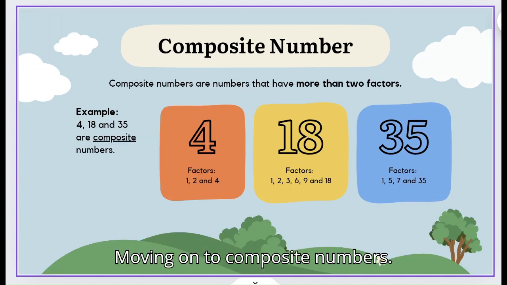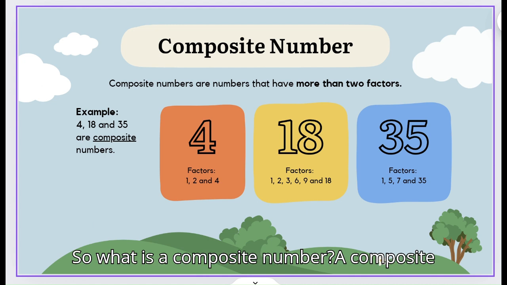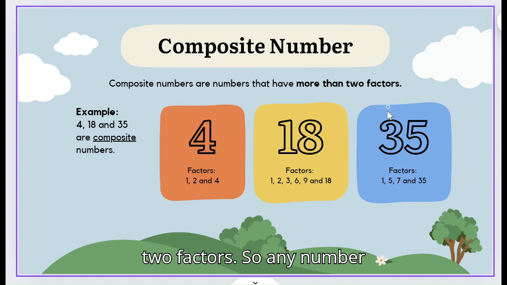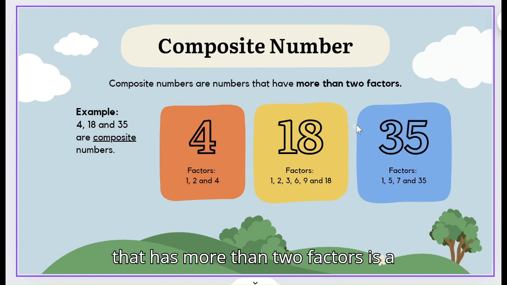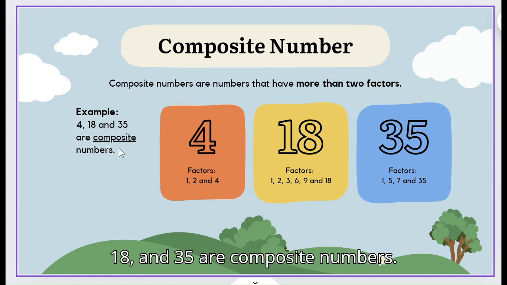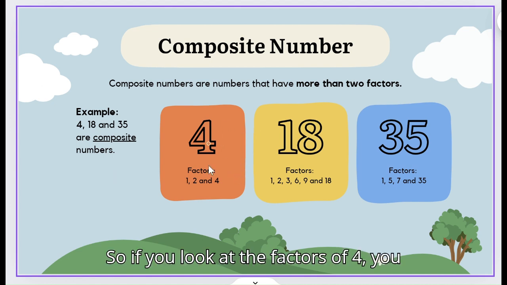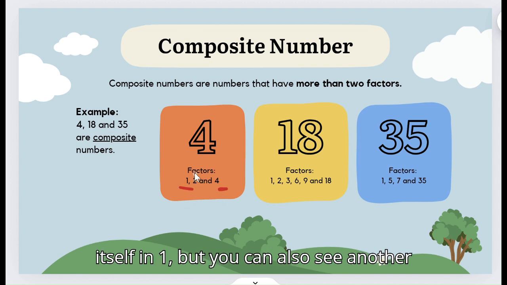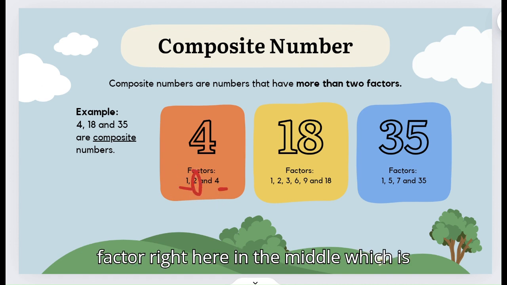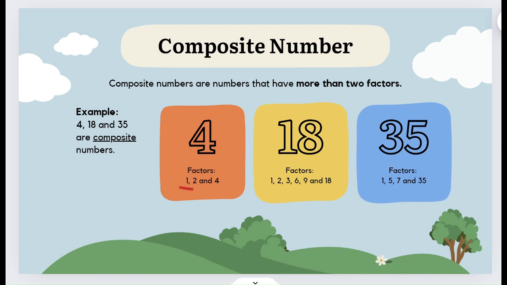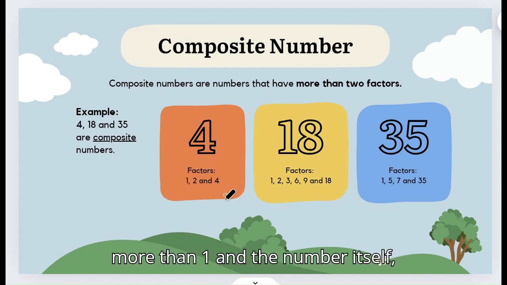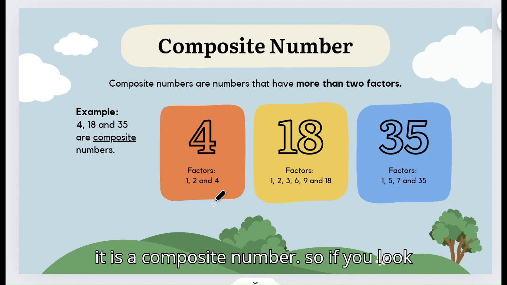Moving on to composite numbers. What is a composite number? A composite number is a number that has more than 2 factors. So any number that has more than 2 factors is a composite number. For example, 4, 18, and 35 are composite numbers. If you look at the factors of 4, you can see 1 and 4, which is the number itself, but you can also see another factor right here in the middle, which is 2. Because it has more than 2 factors, more than 1 and the number itself, it is a composite number.